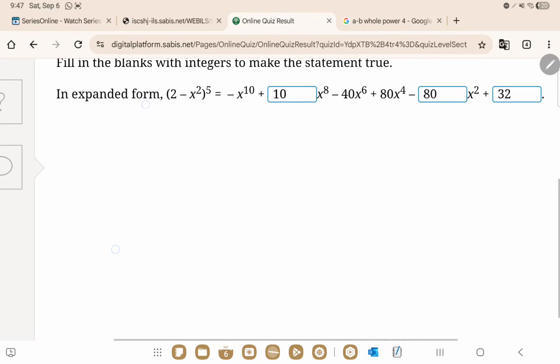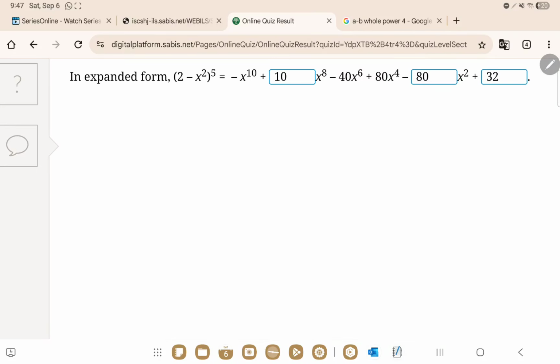In expanded form, solve this. They really do want to test our patience. So anyways, let's start. We have our A and our B value. So it is sigma, starting k equals 0, of 5 combination k into 2 to the power of 5 minus k into (negative x squared) to the power of k. So let's begin.